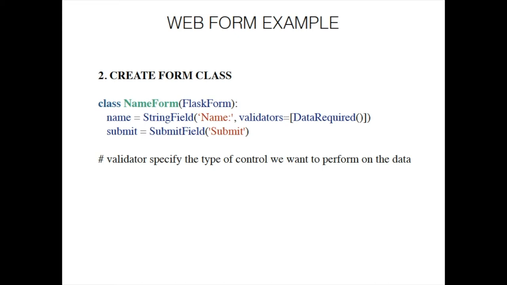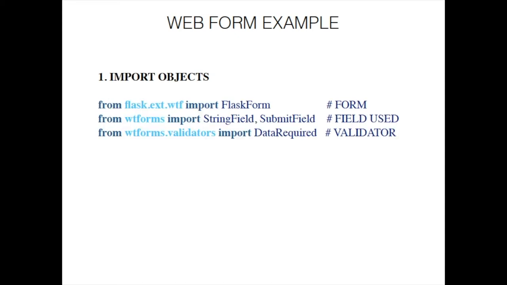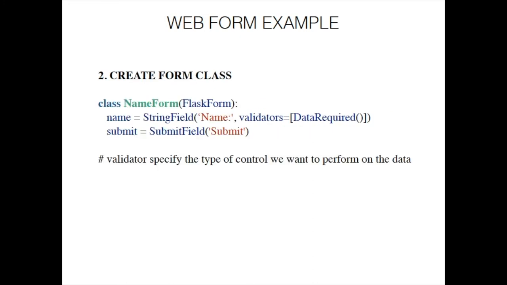So here, I am creating one class with a name. The name of the class is NameForm. It's the name of the class. You can change this one to whatever you want. Then I put something here, which, as you can see, is the same as here. FlaskForm. It means, create for me the class by this class.